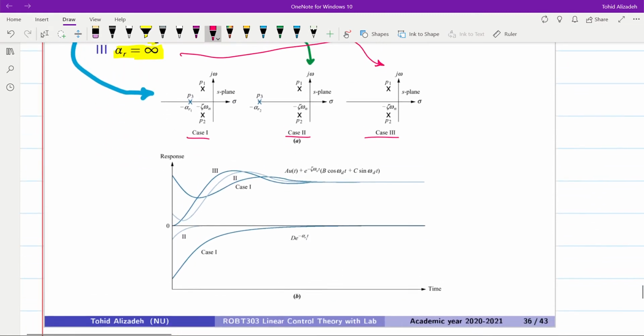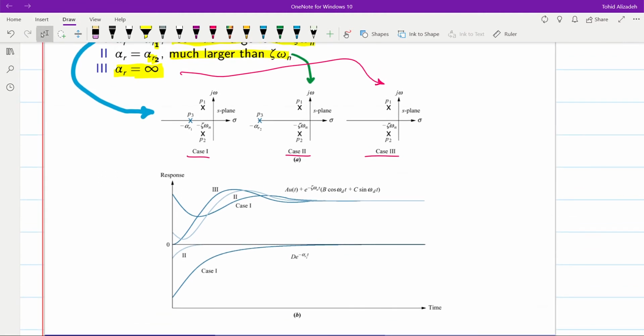Over here in the graph you can see different parts of the step response drawn for those three cases. If I start with case 3, we know that for case 3 we will have only A u of t plus the second term, e to the minus zeta omega n t times the cosine and sine. And basically for this case, d will be equal to 0. Okay, so the only part of the response will be this curve that you see here. So this is for case 3, and it is the complete response.